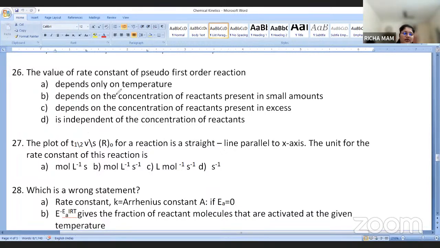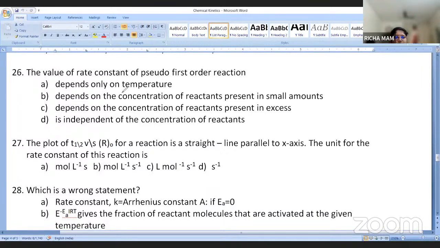These are theoretical questions. What are pseudo first order reactions, students? Pseudo first order reactions are actually second order reactions, but they behave like first order reactions. Why? Because one of the reactants will be in excess.